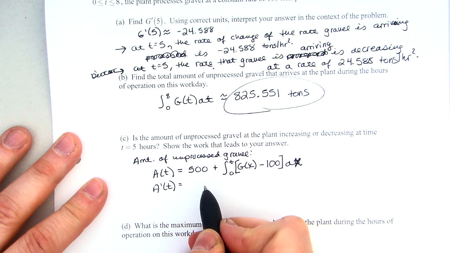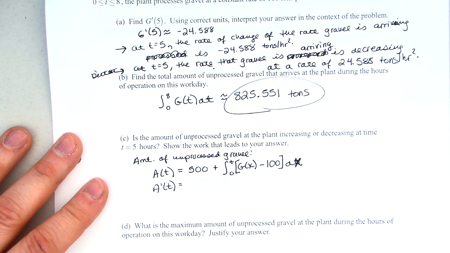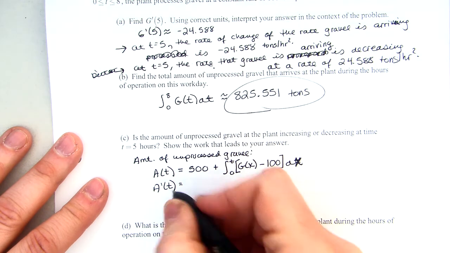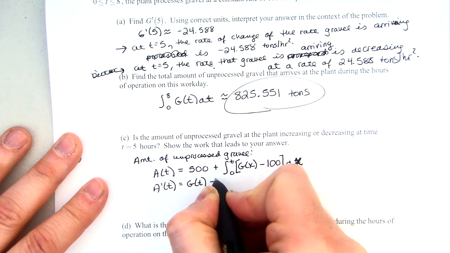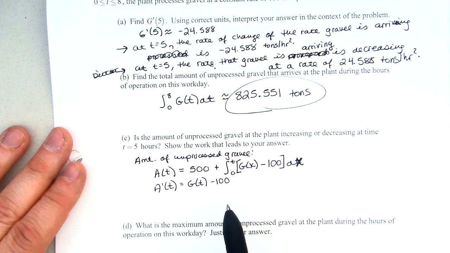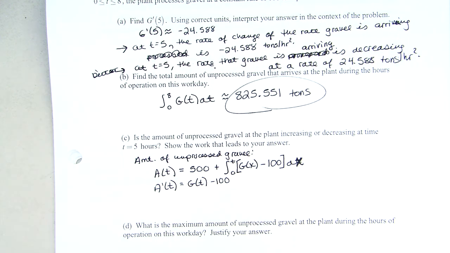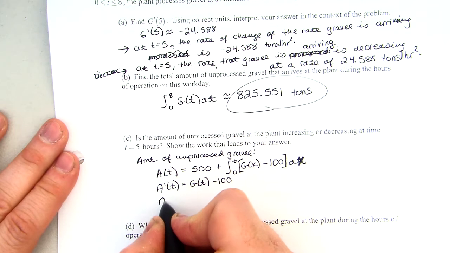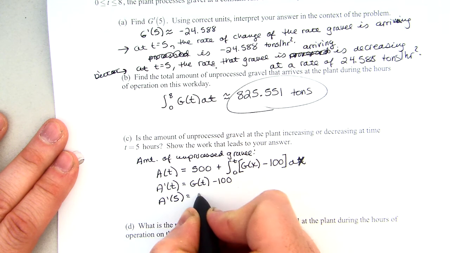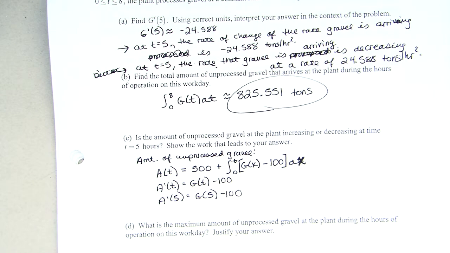What's the derivative of 500? Easy. 0. What's the derivative of your function defined by the integral? So what is it? Close, not g of x, but g of t minus 100. By the way, this calculation we just did says the rate of change of the amount of unprocessed gravel is the rate that gravel is arriving minus the rate that gravel is getting processed. So I feel like that should make a little bit of sense. Let's plug in. I want to find A prime of 5. That means doing g of 5 minus 100. Go do it, and then answer the question and give some justification.